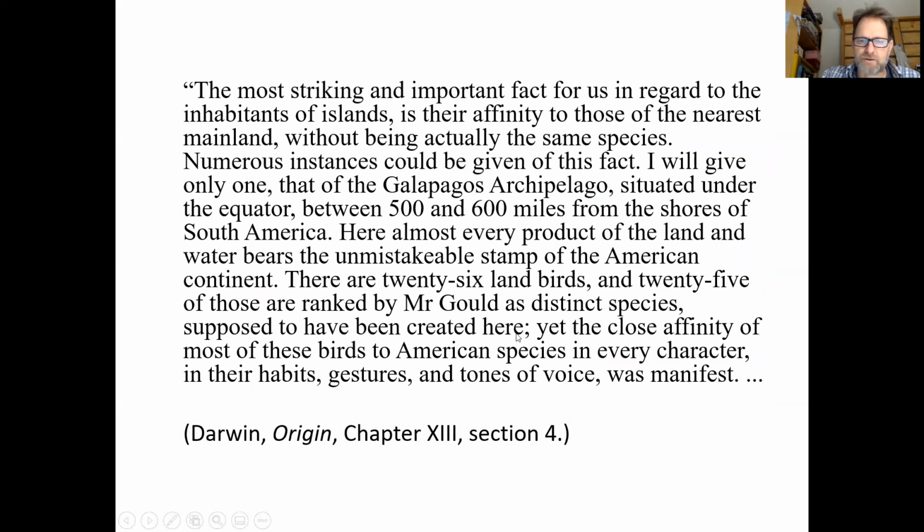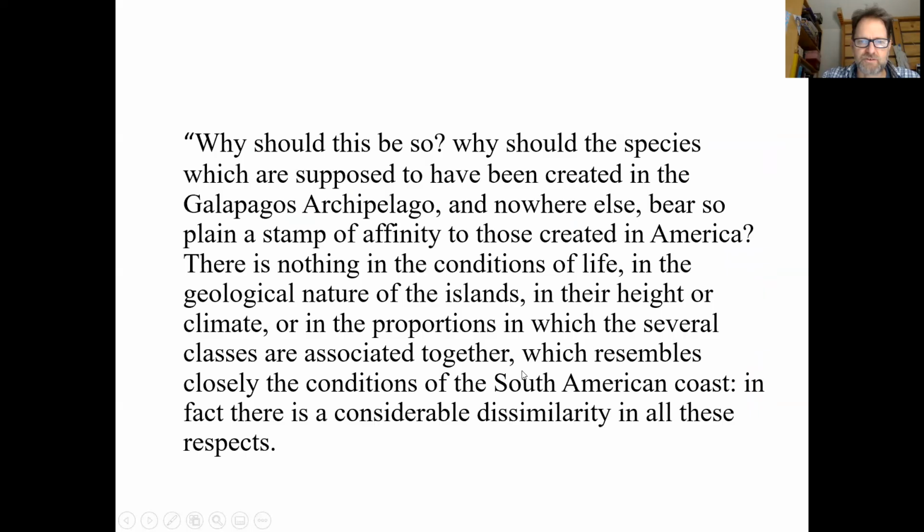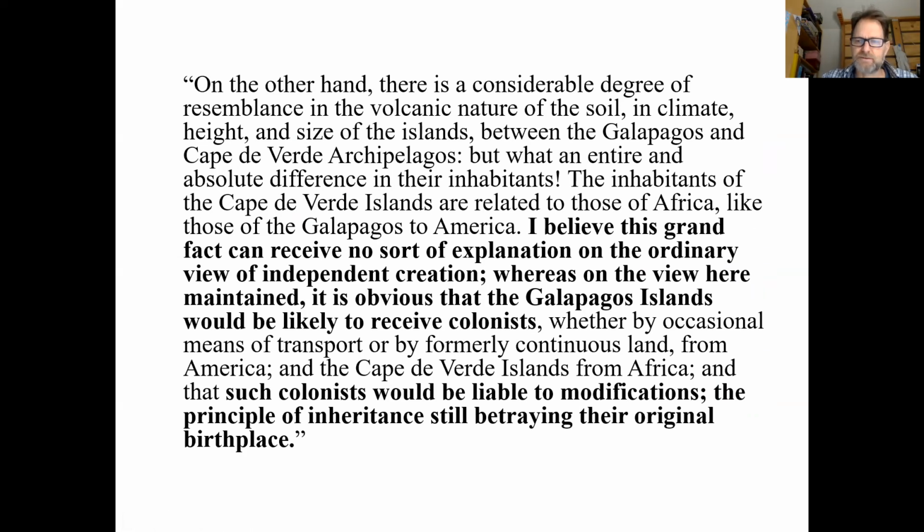Right. So I'm not going to read all this, but here we have all the arguments that I've just summarized from Darwin. He says that this data that he's got can receive no explanation on Lyell's view of independent creation. But on his view, it's pretty much exactly what you would expect. So his view is confirmed, supported by this data.